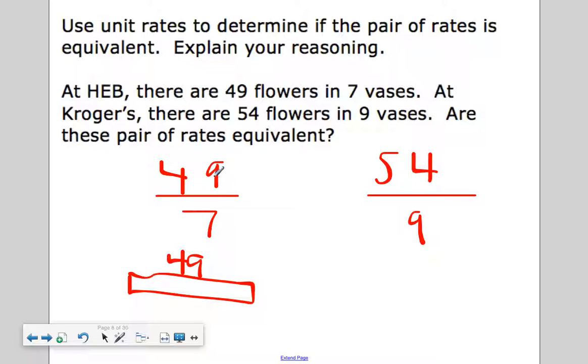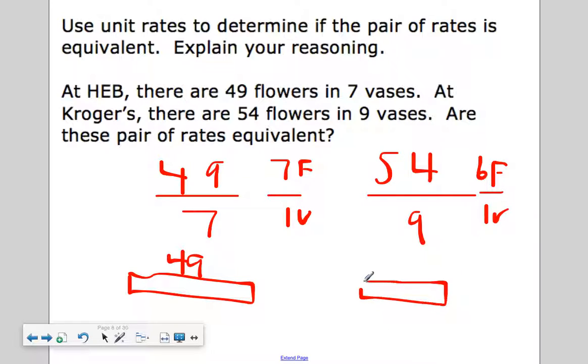Let's think about it. What can I divide the 49 and 7 by? By 7. So that would be 7 flowers for every 1 vase. Per vase, each vase. For 54 flowers and 9 vases at Kroger's, I could divide both numbers by 9, and I would get 6 flowers for every 1 vase. So are they equivalent? Definitely not.